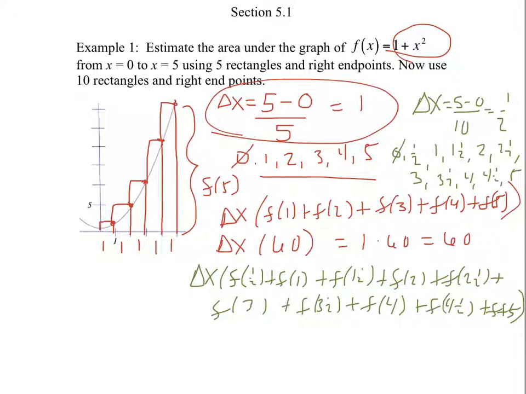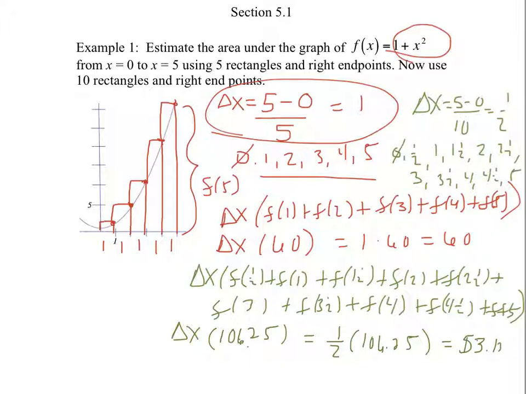All right, hopefully you found those, when you added all of those up, to be 106.25. But again, we're taking that times our change in x, and this time our change in x is a half. So I'm actually going to take a half times our 106.25, and that gets me 53.125. And that's a little better estimate.